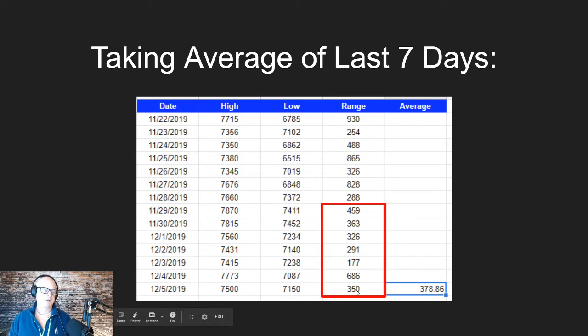Now, is there anything magic about 7 days? Could you use 5 days or 3 days? Yes, you can do anything that you want to. The longer that you make the average, the more it's going to smooth things out. 7 days seems to work pretty well.